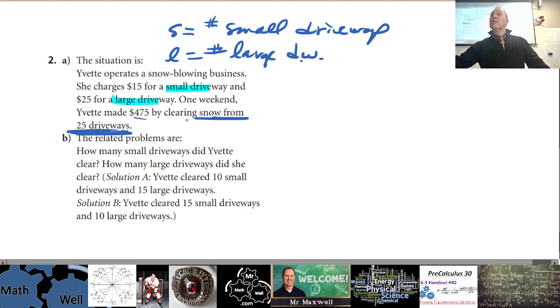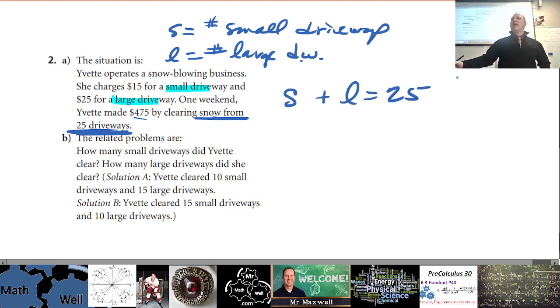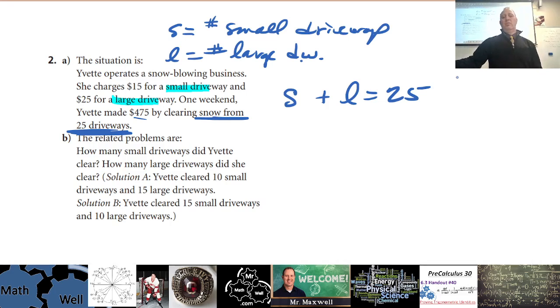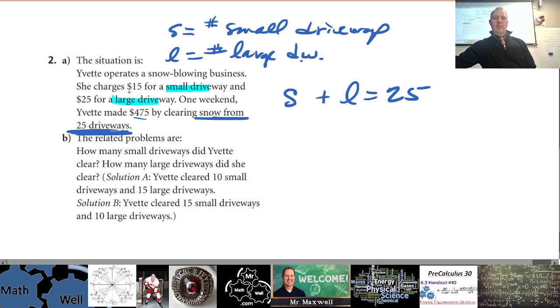25 driveways. So they're either small or they're large, and they are 25 in total. See that? So a lot of times you just add the two together. For a lot of these systems, it's pretty simple. And then the second one here, $15 per small driveway and $25 per large driveway equals a total of $475.